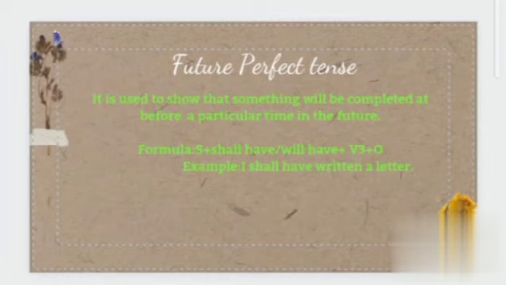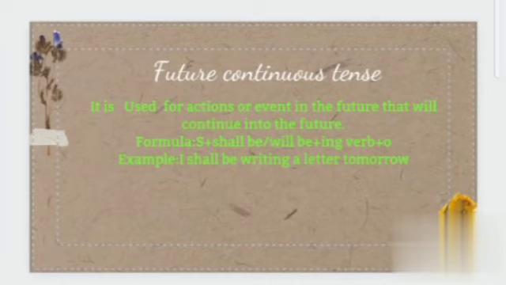Future perfect tense. It is used to show that something will be completed before a particular time in the future. Formula: subject plus shall have/will have plus V3 plus object. Example, I shall have written a letter.